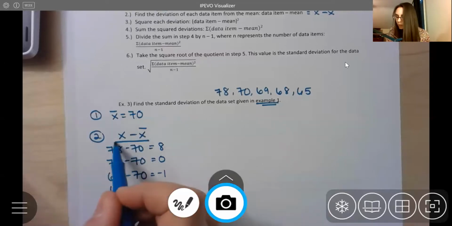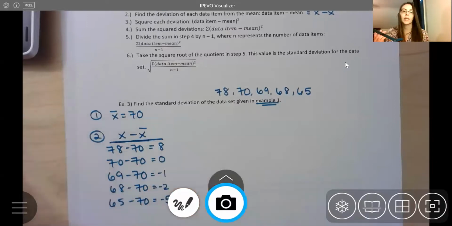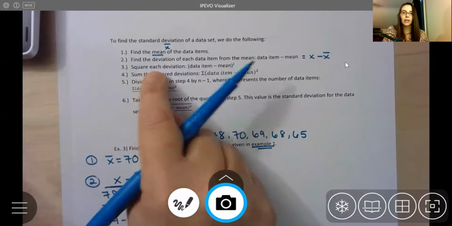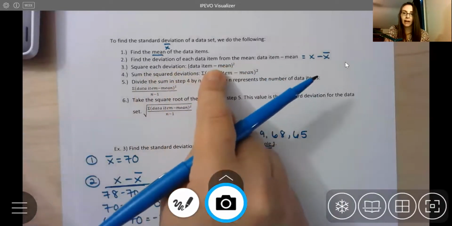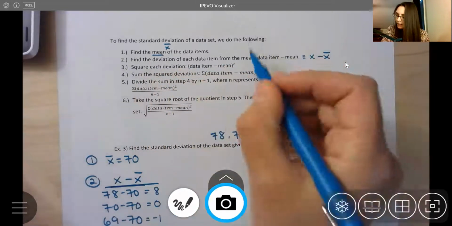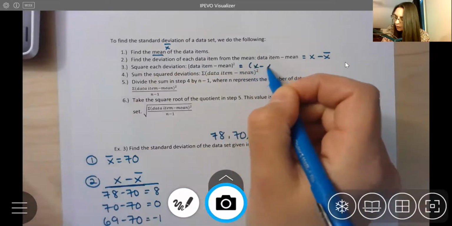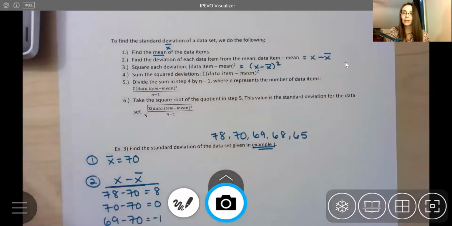Okay, so those 2 steps we've already done, and those are our first 2 steps for finding the standard deviation as well. Now, your third step is actually going to be to square that value. So you're going to take the values in your last step, all those values, and you're going to go ahead and square them.